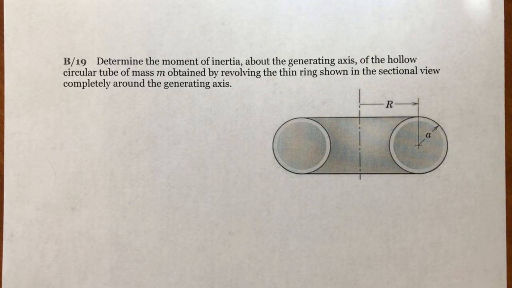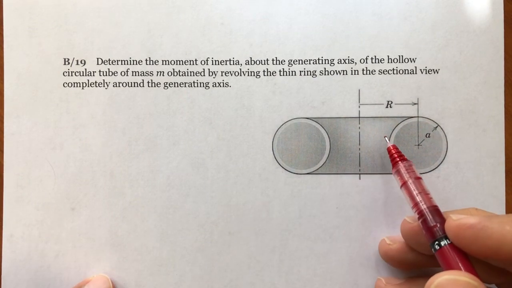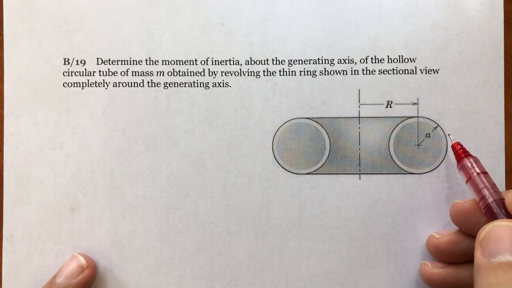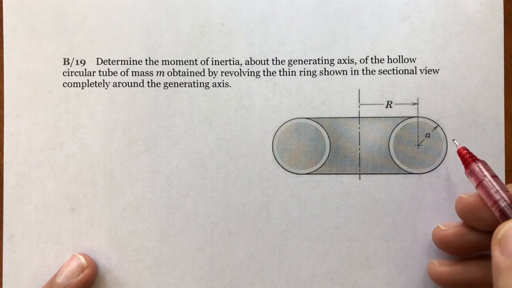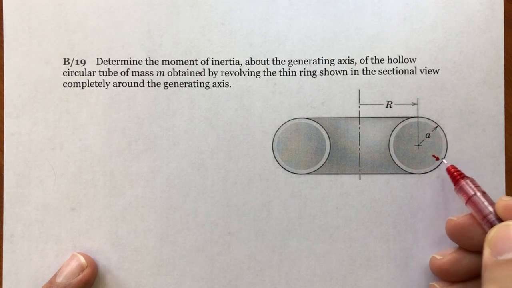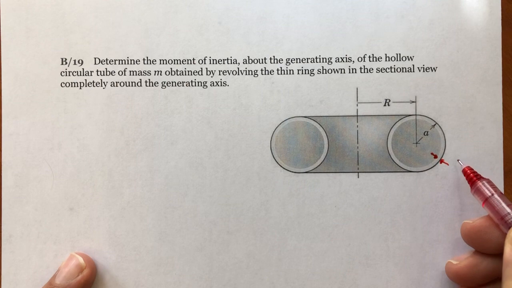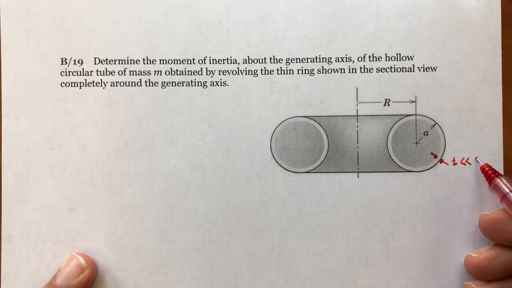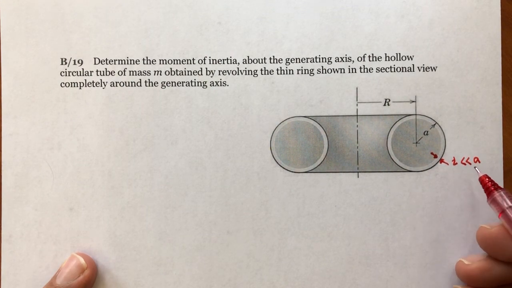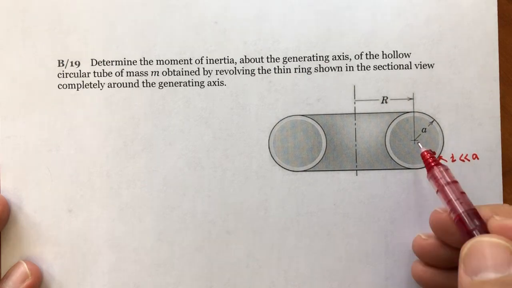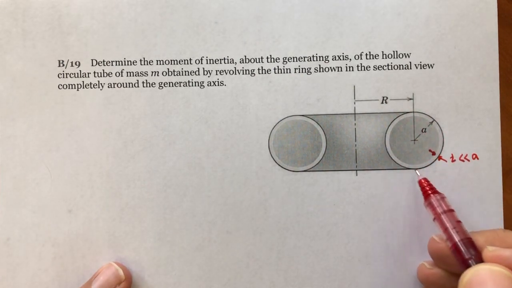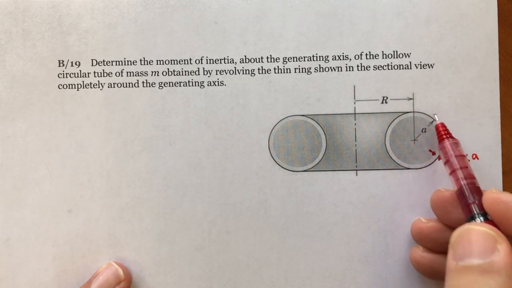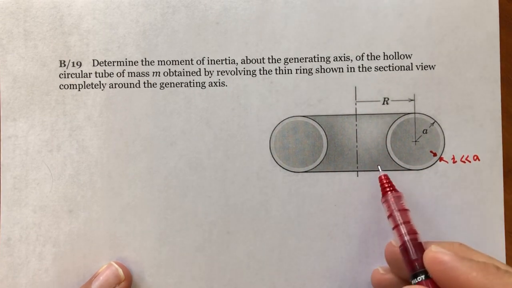Problem 19, Appendix B. In this one, we have a tube with a very small thickness. So this is a tube with the thickness of t, which is very small compared to the radius. The way we show it, we usually use this symbol, which means thickness is much smaller than the radius, which is a. So if you revolve this thin circle around this axis, it's going to make a tube.